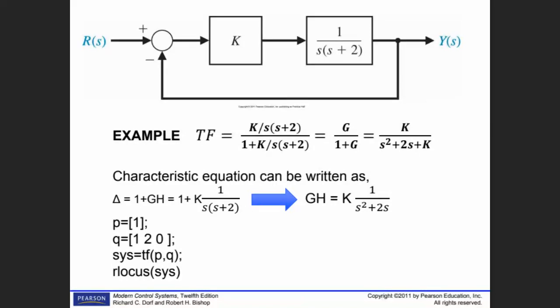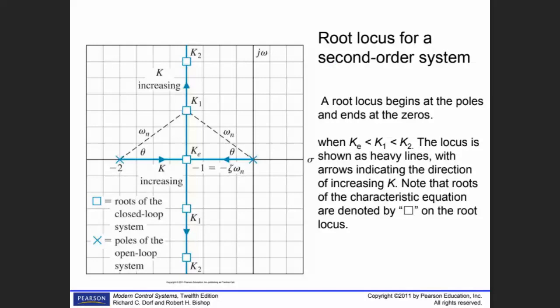GH is going to be drawn. You can see that one here. Q is equal to 1, 2, 0: s squared plus 2s plus 0. So 1, 2, 0. System equal transfer function PQ. Then you root locus a system, the computer is going to draw, and it's going to give you that curve. Now it is better to understand the case. I draw it by hand, which is not very good.